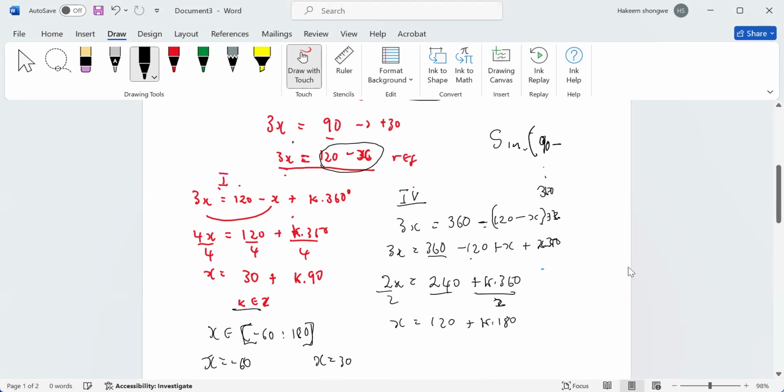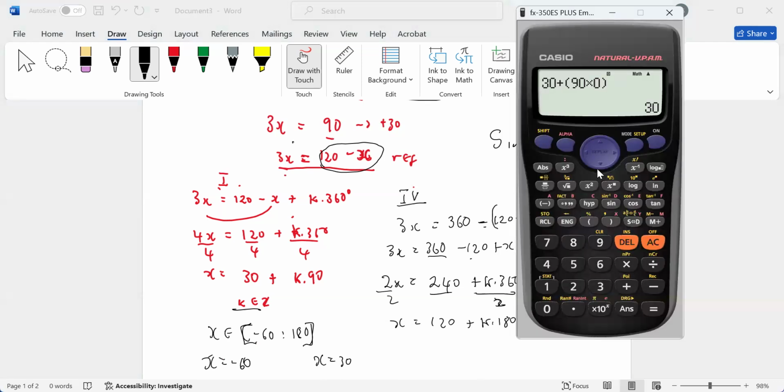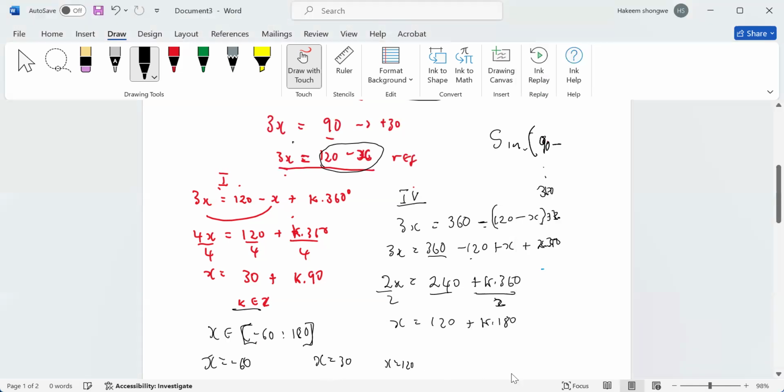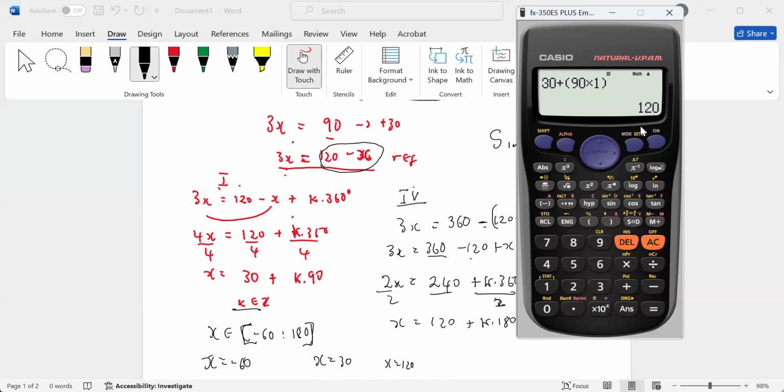Now we're going to try 1. Let's put 1. We put 1 and get 120. X is equal to 120. Okay, again we're going to get 180. So we can still put another one. Let's try 2.